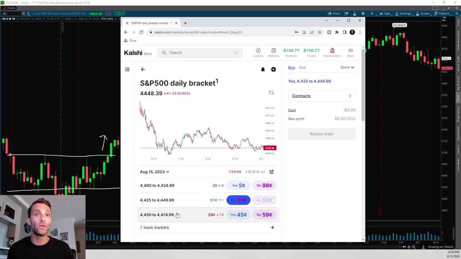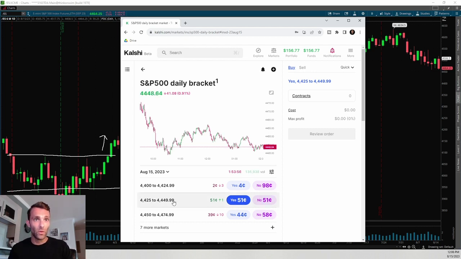So what we would want to do is look at all the ranges on the S&P 500 daily bracket that are 4,100 and above. We wouldn't want to go too far above, but a few ranges that are above. And what we would want to do is trade the yes contracts, because if it does break above that resistance and has that bullish move to the upside, there is the likely probability that it closes in those upper ranges.